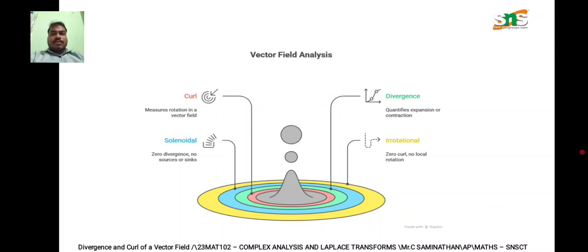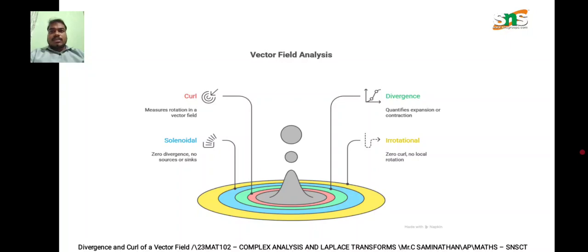The divergence of a vector field, denoted by del dot F. It measures the rate at which vectors spread out or converge from a point. In simple terms, it tells us whether a point acts like a source or a sink.